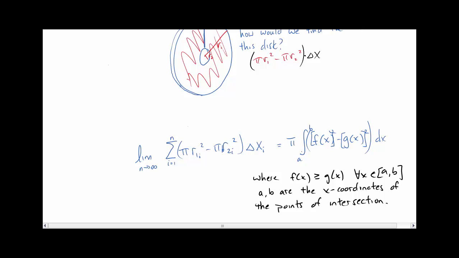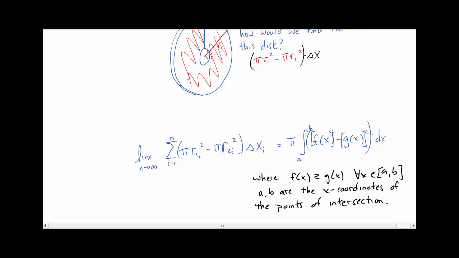So we have pi times the integral from a to b of f of x quantity squared minus g of x quantity squared. Those are my two radii, and we're integrating with respect to x. This is going to be true where f of x is greater than g of x for all x on the interval, and a and b are the x coordinates of the points of intersection.